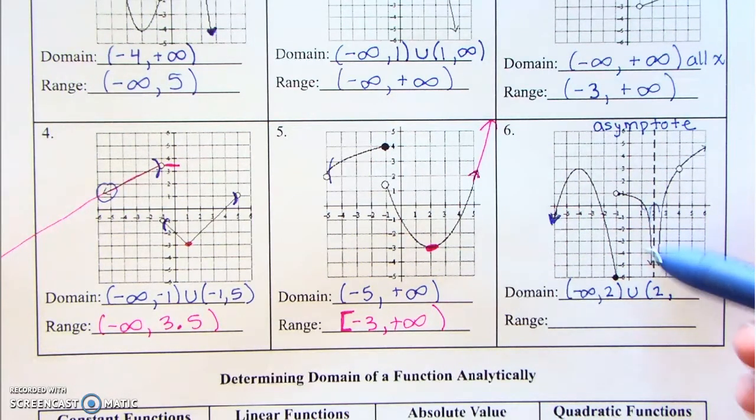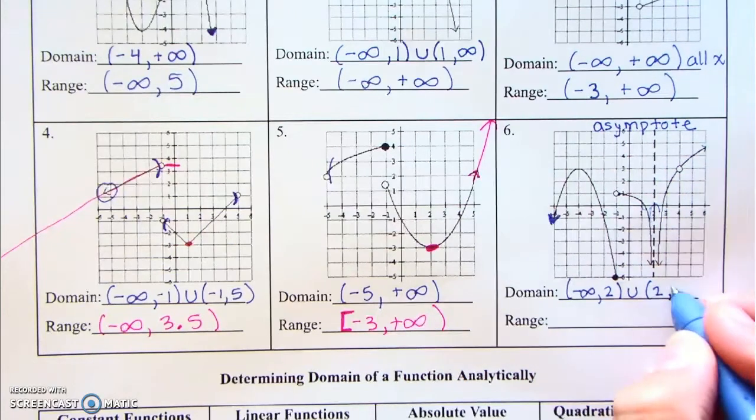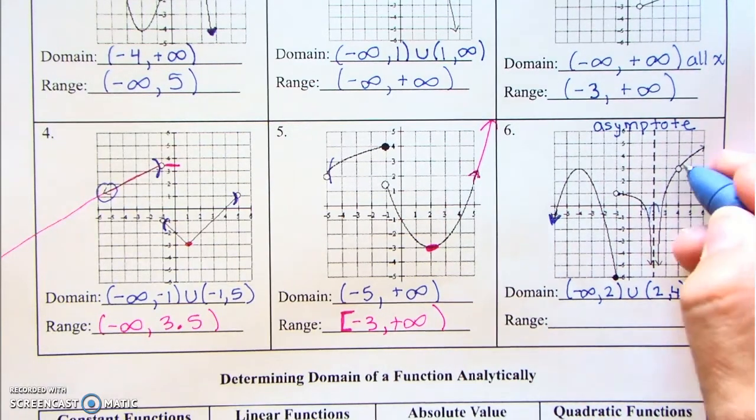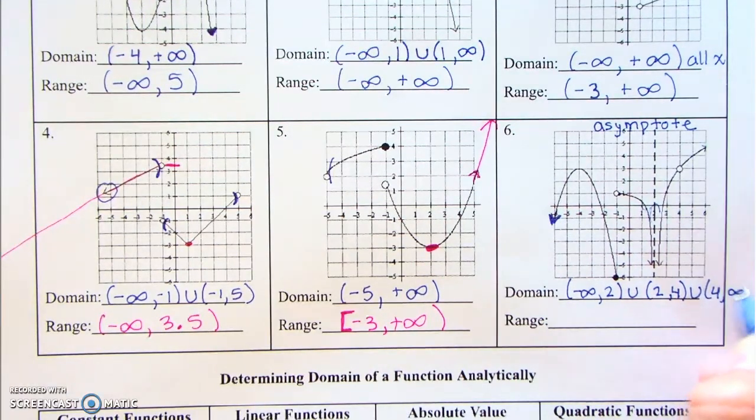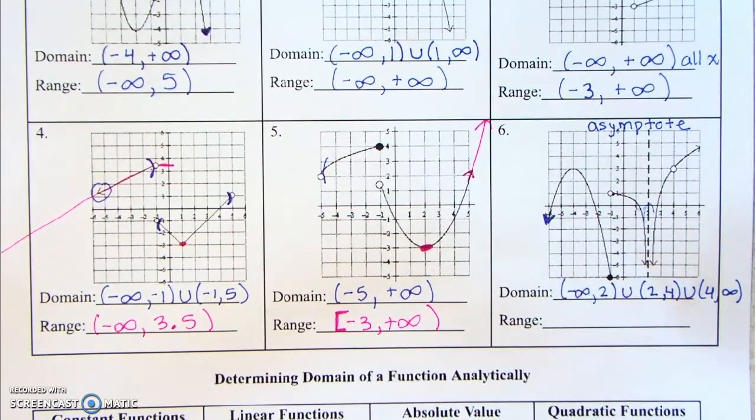So we go to 2, but not equal to, and we jump on the other side, and now we're going up to 4. Is 4 filled in anywhere else? No. So we have to jump over 4. And then after 4, we go to infinity. Well, that was fun. Now, what about the range?